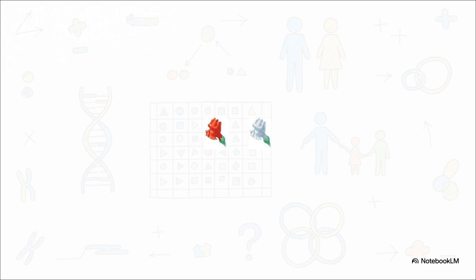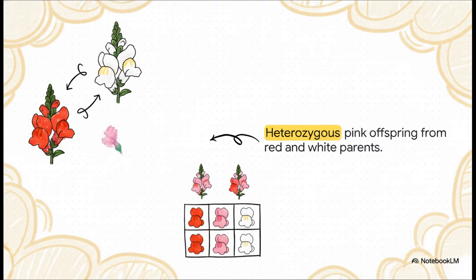But let's look at what actually happens when we take these two specific parents, a homozygous red snapdragon carrying two CR alleles and a homozygous white snapdragon carrying two CW alleles. What happens when these specific alleles interact? Boom! Instead of a red flower just completely masking a white one, they actually compromise. We get an entirely new intermediate phenotype, a pink snapdragon.